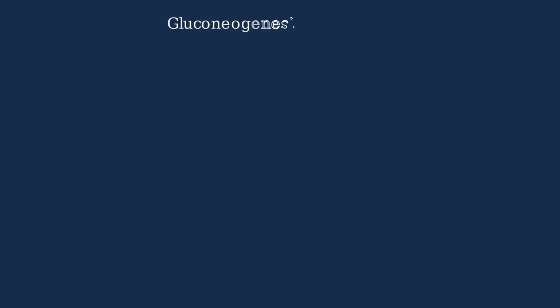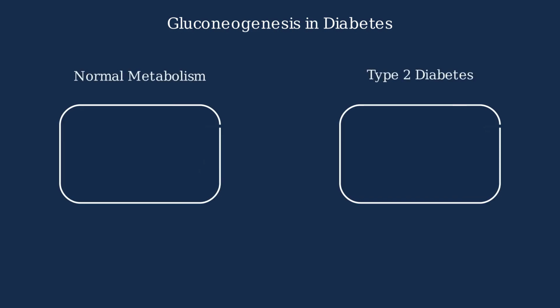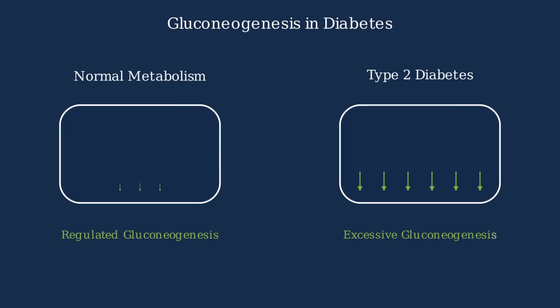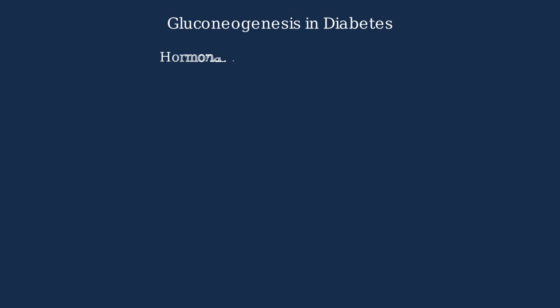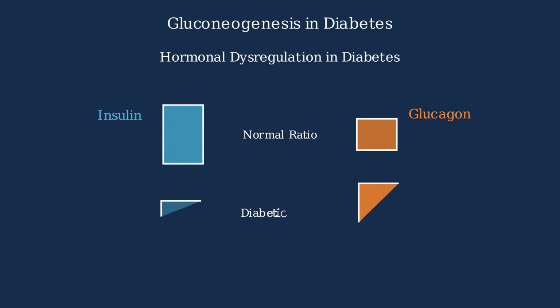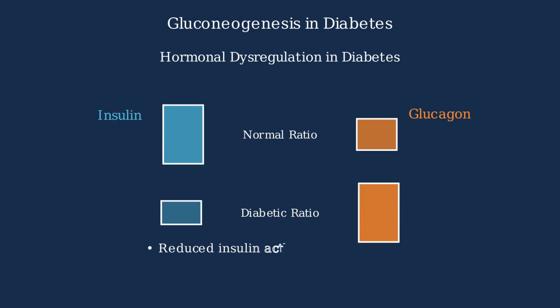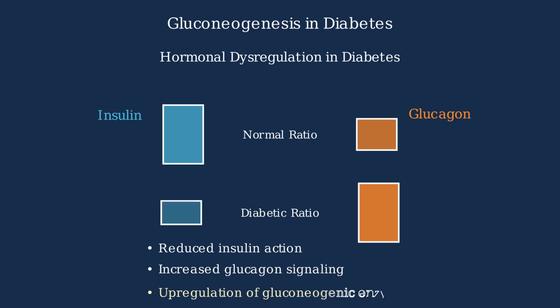In diabetes, gluconeogenesis becomes dysregulated. While normal metabolism maintains a balanced rate of glucose production, diabetic patients experience excessive hepatic glucose output. The root cause of excessive gluconeogenesis in diabetes is a hormonal imbalance. In healthy individuals, insulin and glucagon maintain a balanced ratio. In diabetes, insulin action is diminished while glucagon signaling is enhanced.